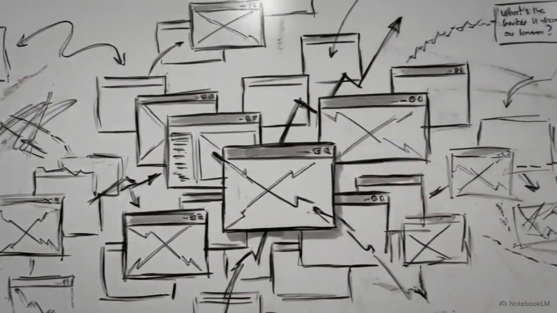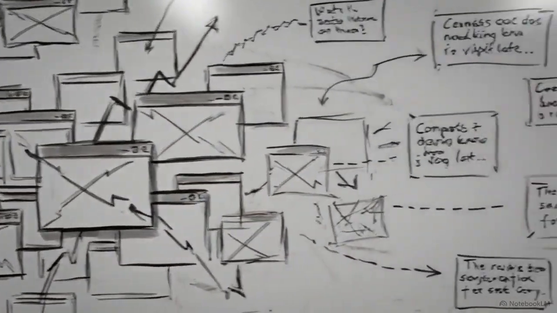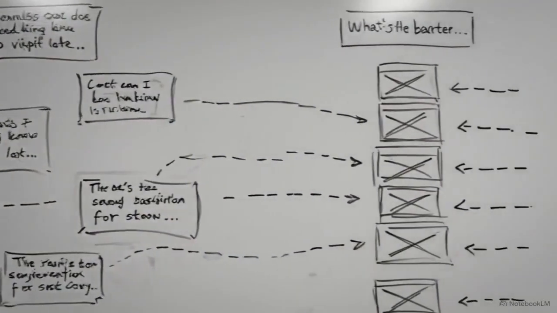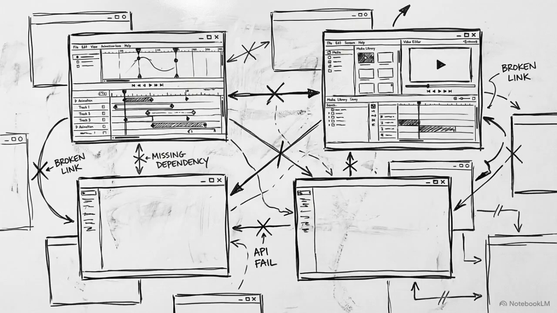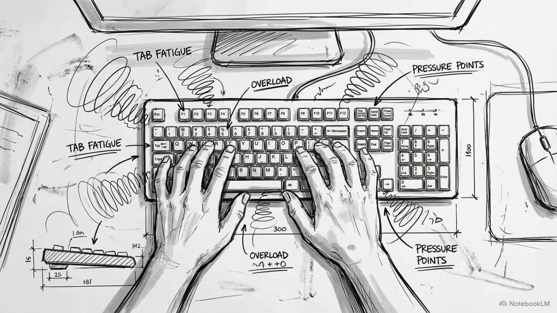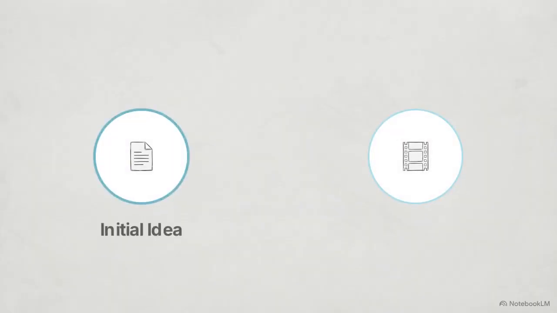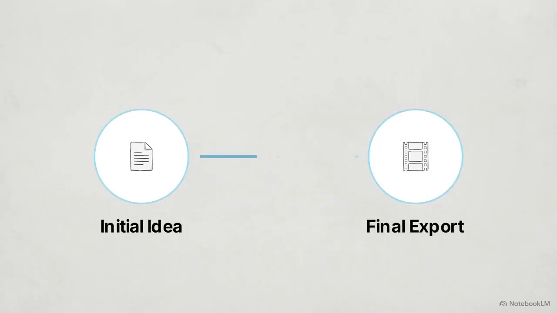High-speed AI tools often hide a messy reality of fragmented workflows. You generate a script in one window, prompt images in a second, animate them in a third, and stitch it all together in a fourth. This constant application switching causes tab fatigue, breaking your creative flow before you finish a first draft. Today, we are going to bypass that friction. We will build a complete cinematic video from the initial idea to the final export using a single unified workflow.